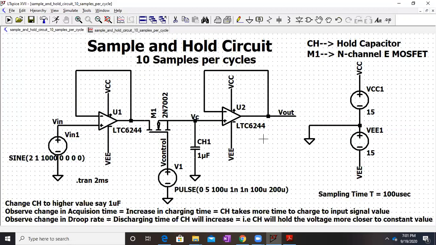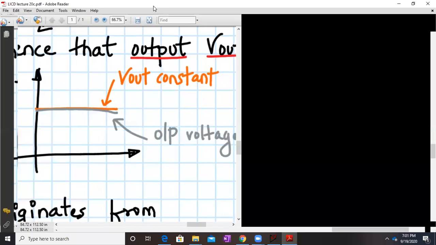So that's what happens, and I think that's it for this online session. We have observed the performance parameters of the sample and hold circuit, namely the acquisition time and the droop rate. We'll go back to the PDF and have some concluding remarks.